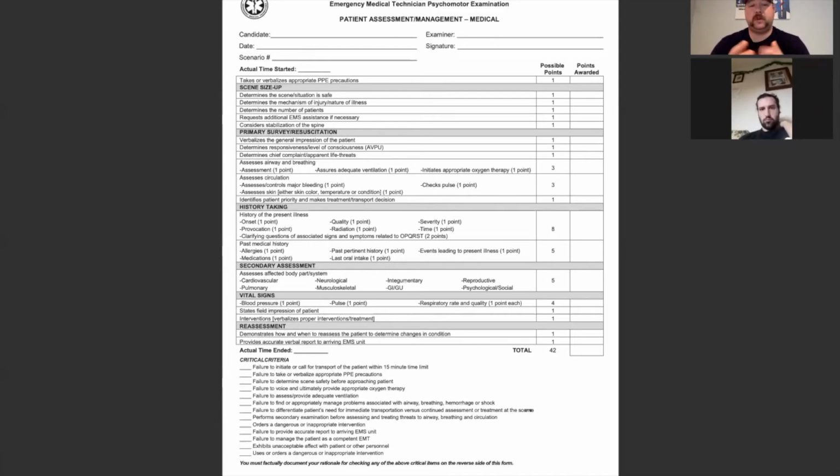With the nitroglycerin, if there's any question on whether you can give that nitro or not, you can always consult with medical direction. And then lastly, you're going to provide an accurate verbal report to the arriving EMS unit, or if you've already transported, maybe to the hospital staff. So your patient transfer might sound something like this.